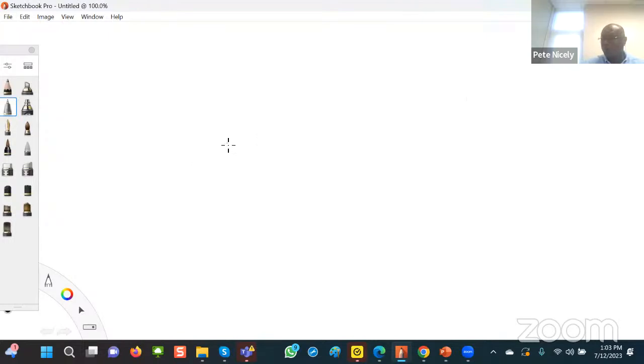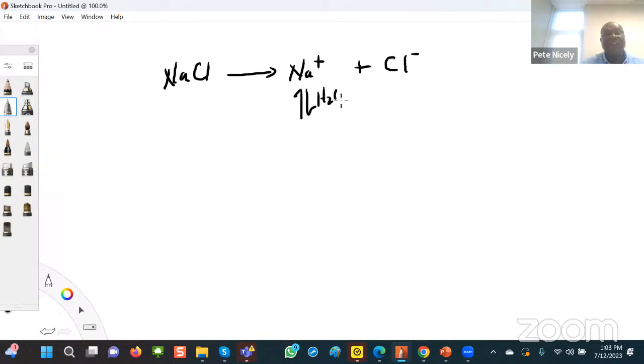I'm going to start off with this salt, sodium chloride. Sodium chloride dissociates to form sodium ions and chloride ions, right? Now, if the sodium ions were to react with water, these would be the products: you're going to end up with NaOH and H plus. If the chloride ion were to react with water, then you're going to get HCl and OH minus.